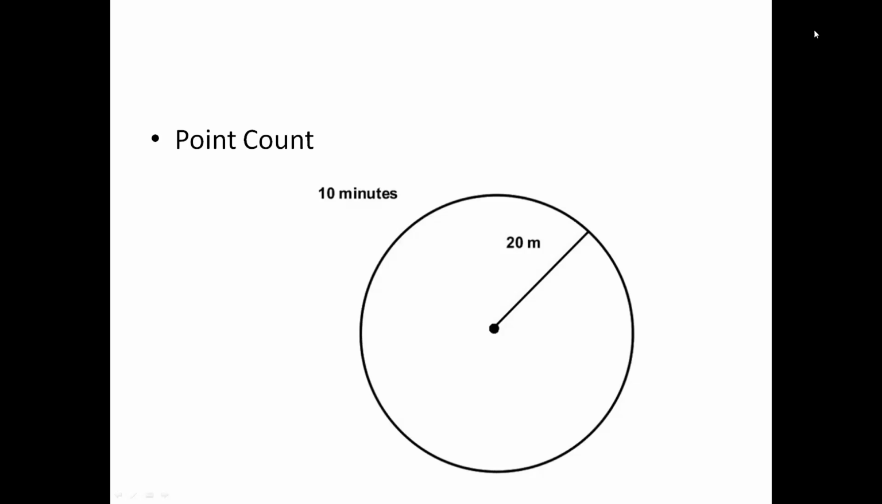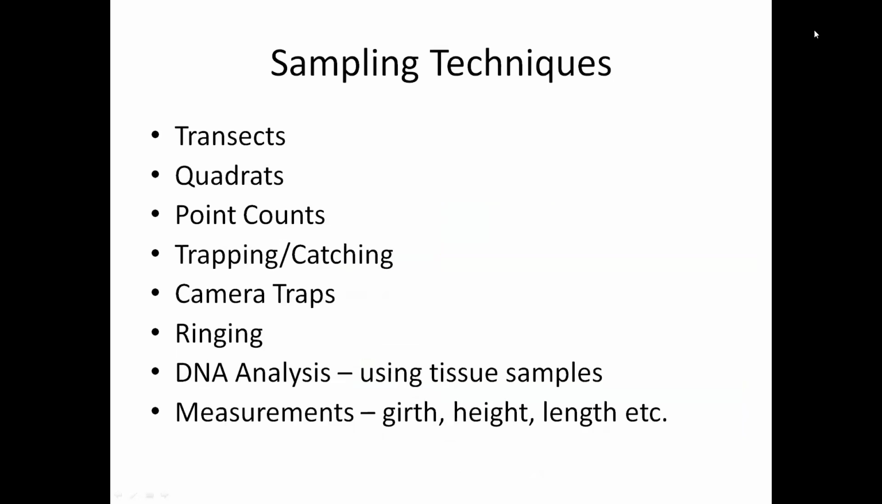Point count is mostly the most common technique used for birds, especially when they're stationary, say like in a wetland. So in wetlands, especially, point counts are most useful. Then you can also do trapping or catching, which is not generally recommended. You need permissions now for trapping or catching, but there are certain animals which you can't otherwise sample.